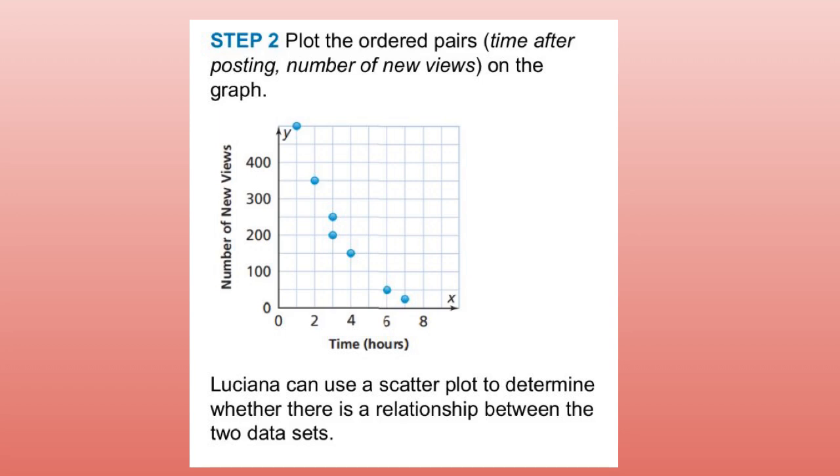So here you're going to see her 1, 2, 3, 4, 5, 7 data points from her table have now been put into a graph, and it's a little easier to see the relationship between the two sets of data. If you notice, it starts off nice and high, and then it's kind of coming down, down, down, down, down, down. And as time goes on, as time moves forward, it appears that the number of views are going down.